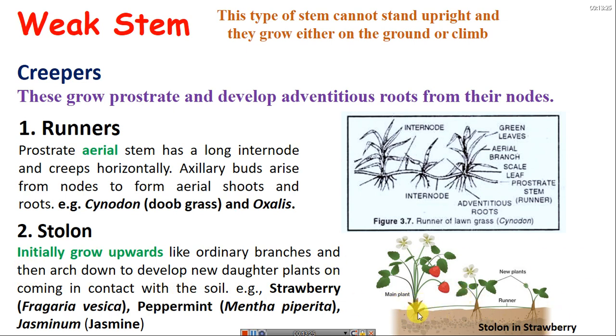It will arch a little from the ground like a normal branch, but it will again go down and give rise to a daughter plant, after coming in contact with the soil, of course. So these are strawberry, peppermint, and jasmine, where we see these kinds of weak stem.